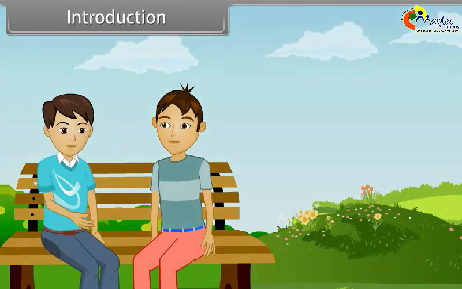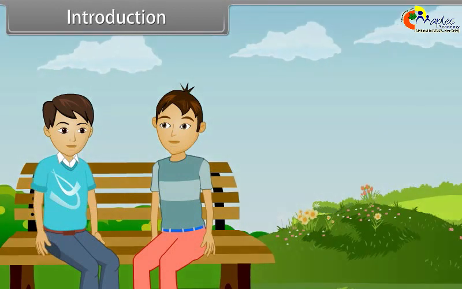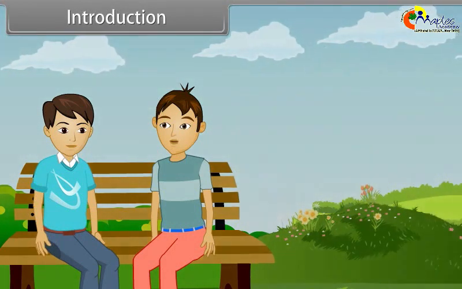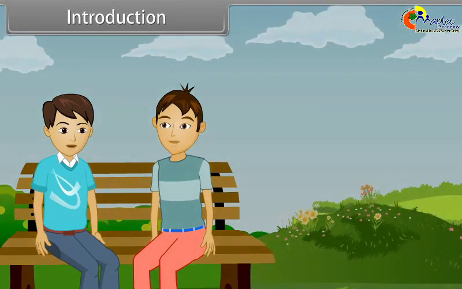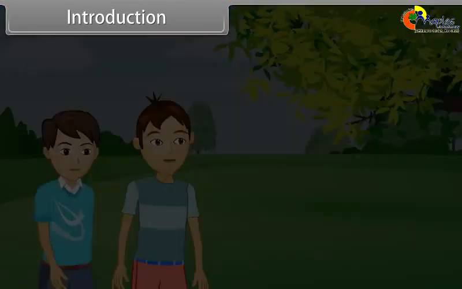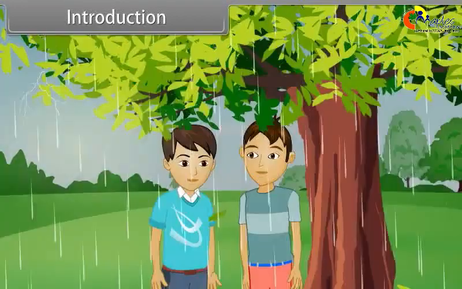Today the weather is awesome. It is quite a cool day. I think the rain will start just now. We have to reach our home as soon as possible. Yes, you are right. Oh, the rain has started.